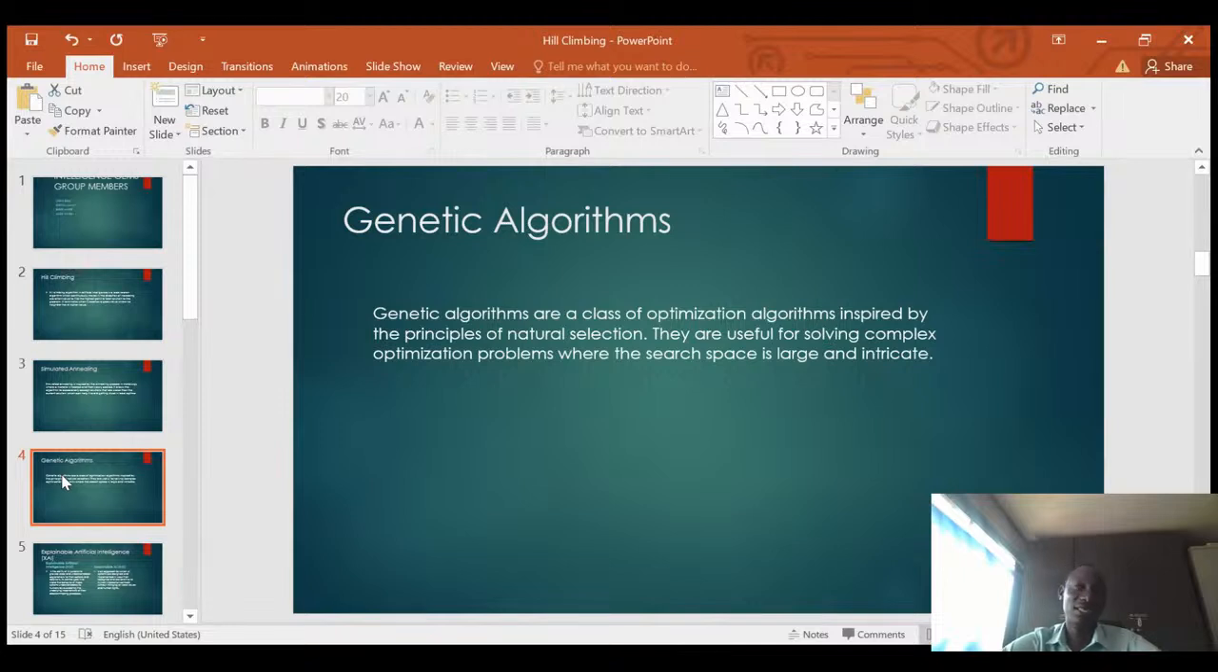We all understand, or we've all encountered, the term genetics. Now, in an artificial intelligence way, these are just a class of optimization algorithms inspired by the principle of natural selection. They're useful for solving complex optimization problems where the search space is large and intricate.